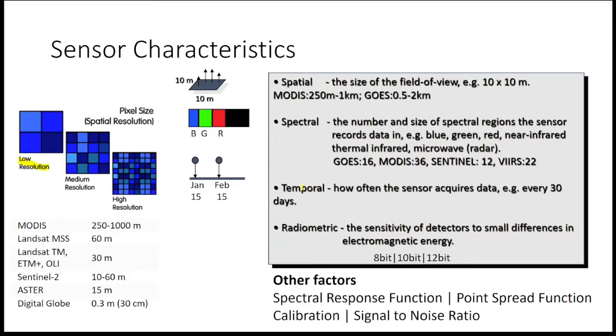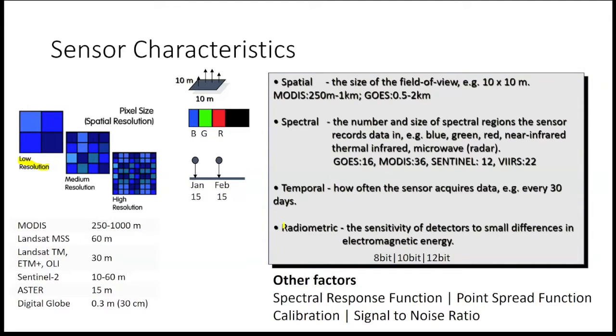Temporal resolution is how often the sensor acquires data. For a sun-synchronous, polar orbiting satellite, if you're only looking for daytime imagery, it's once daily. It's once during the day and once during the night. For GOES, it is every 15 minutes or so.